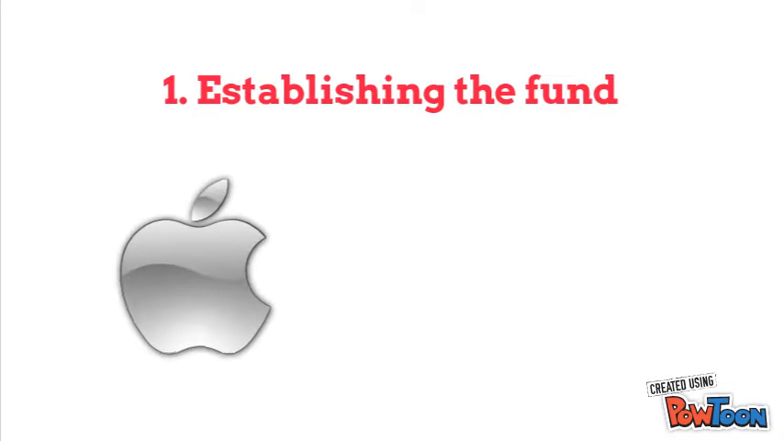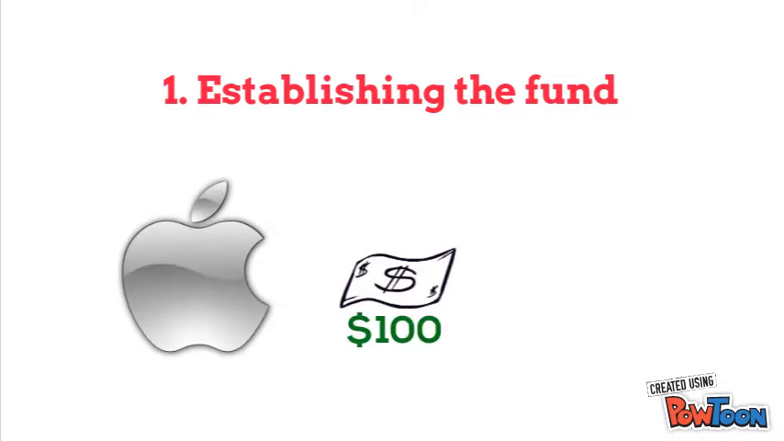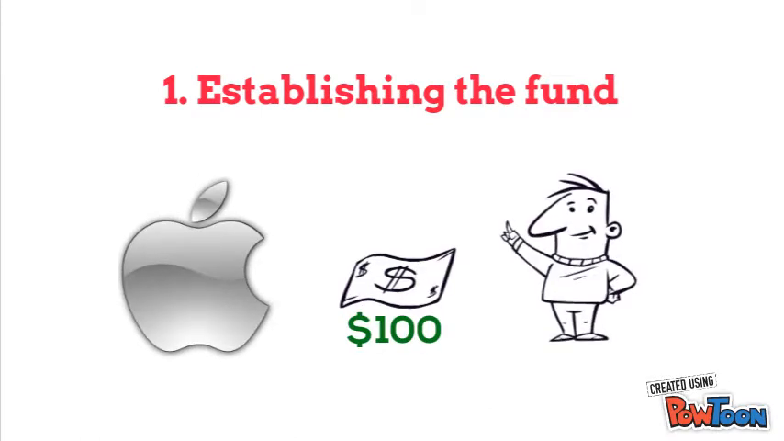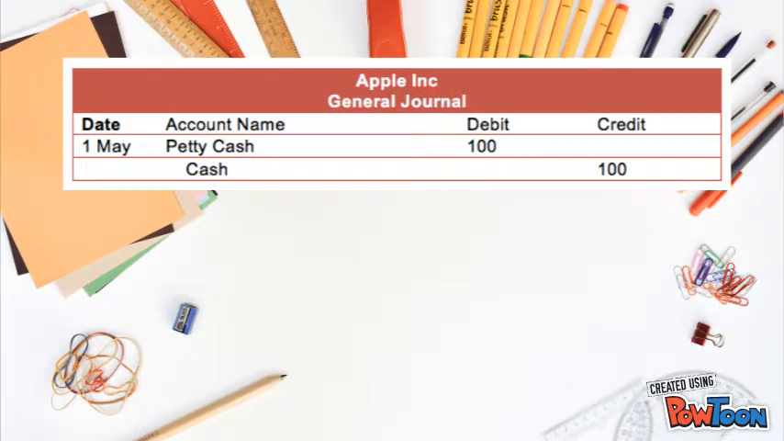In the first step, a petty cash fund is established through cashing a check and placing the cash in the hands of a designated employee, known as the custodian. This establishment of the fund is recorded in a journal entry. For instance, suppose on May 1st, Apple cashed a $100 check for the establishment of petty cash fund.